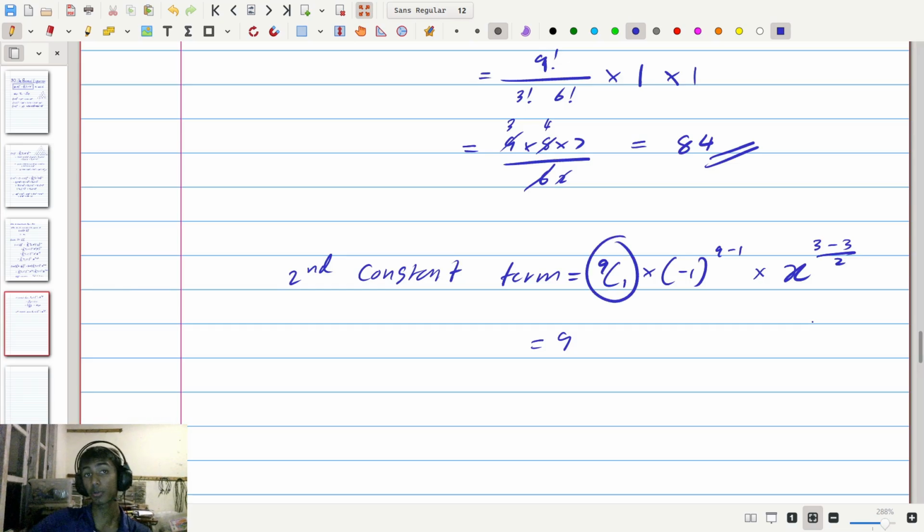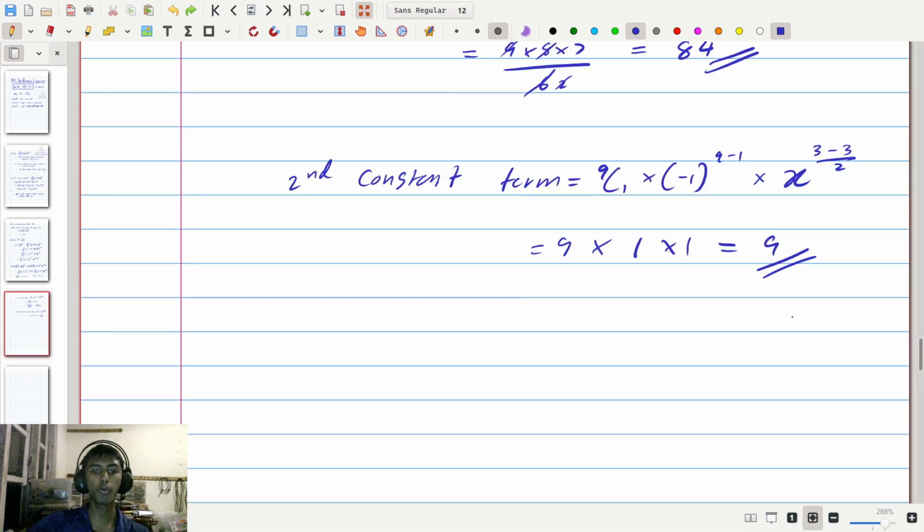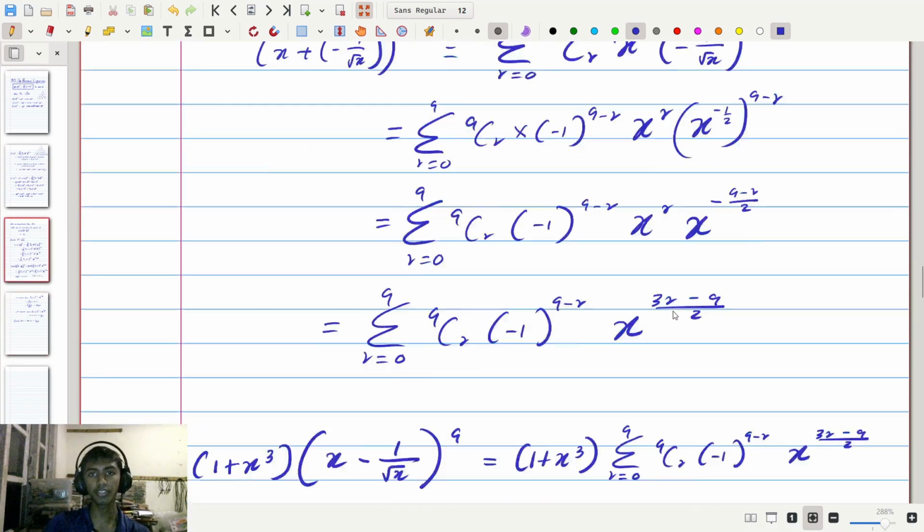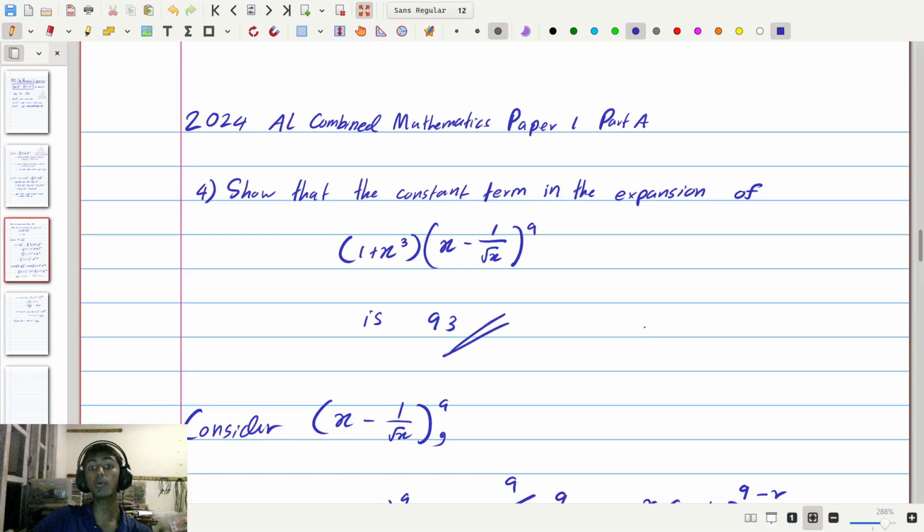If you want, you can do the 9 factorial, 8 factorial, 1 factorial thing. It's going to be 9. Times negative 1 to the power of 9 minus 1 is going to be negative 1 to the power of 8, which is an even number, so therefore it's going to be positive 1. And x to the power of 0 is going to be 1, so that's just 1, leaving us with just 9. So the first constant term is 84, the second constant term is 9, therefore the total constant term is equal to 84 plus 9, which is equal to 93. Hence we have shown, as the question said, that the constant term is equal to 93.